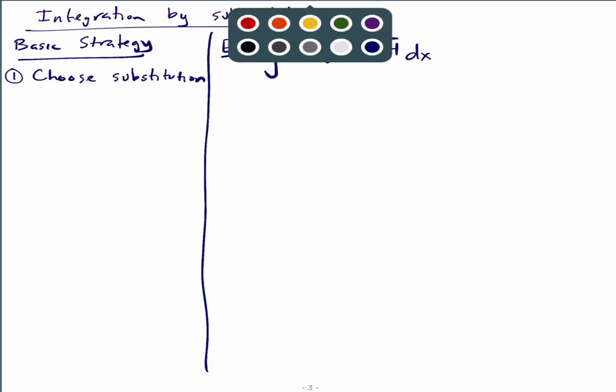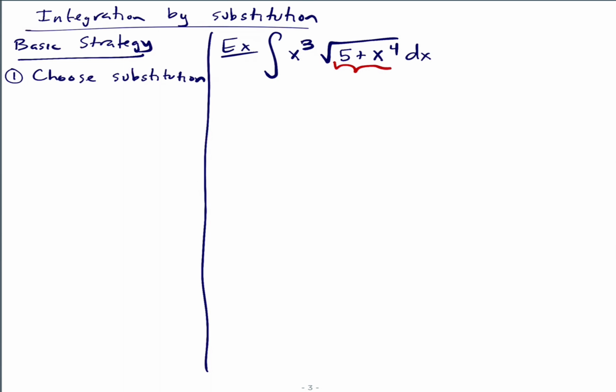So right here, if you look at this, notice how you have the square root function, and you have 5 plus x to the fourth inside, right? Okay, so that you call u, almost always the letter you use. So you let u be the inside. And again, it doesn't have to be the inside of something, but most of the time that's what it's going to be. Okay? All right.